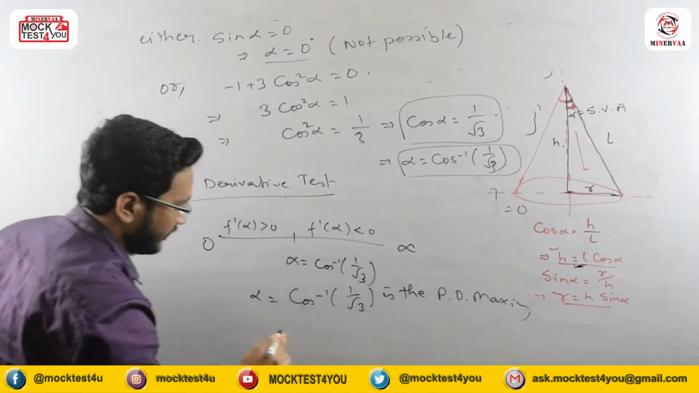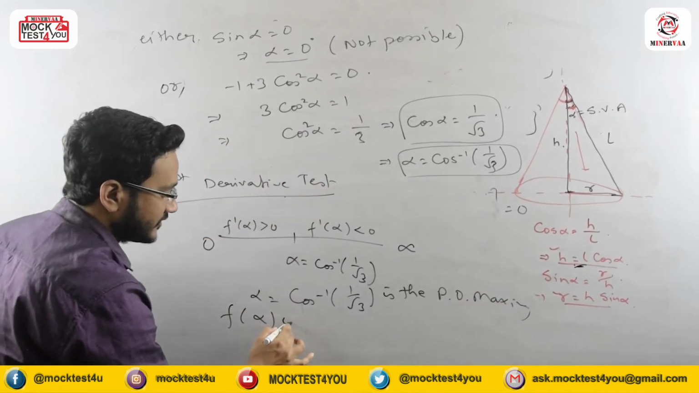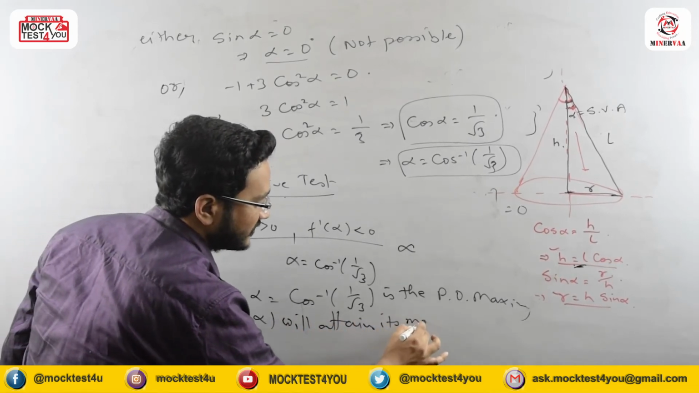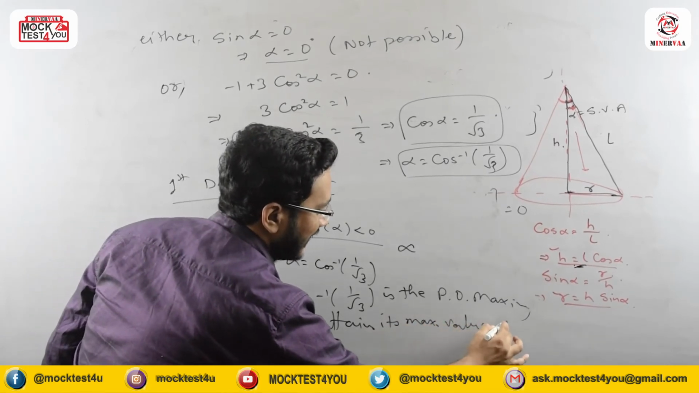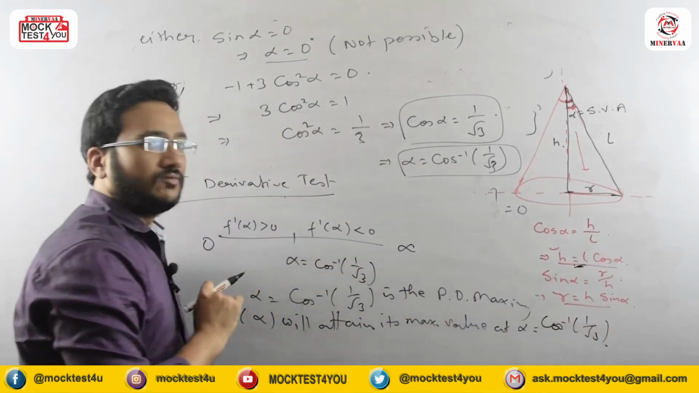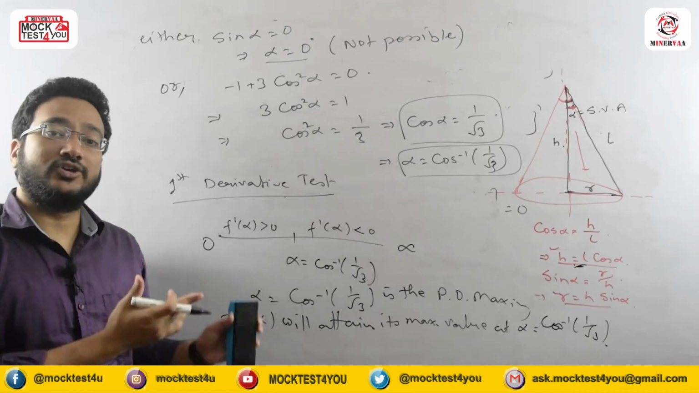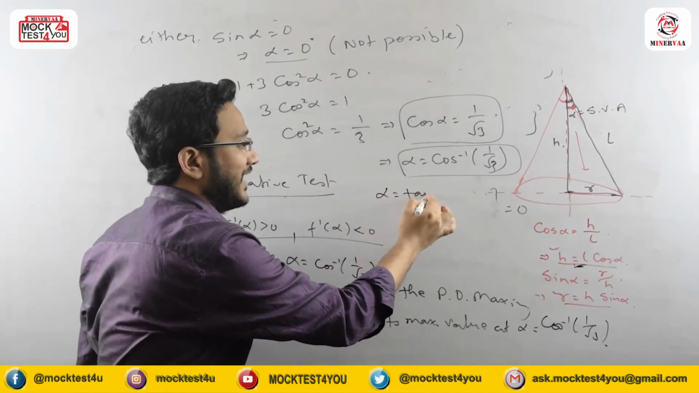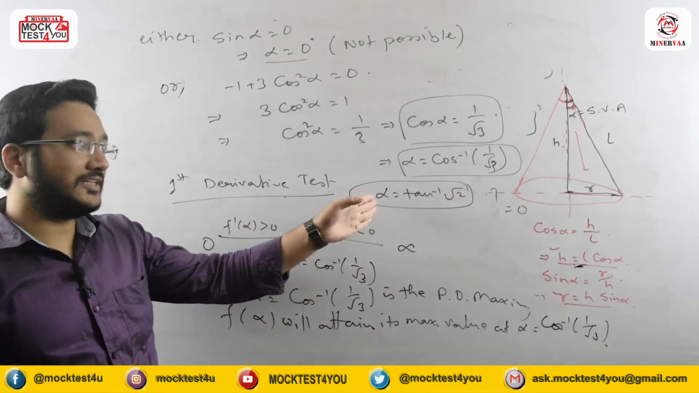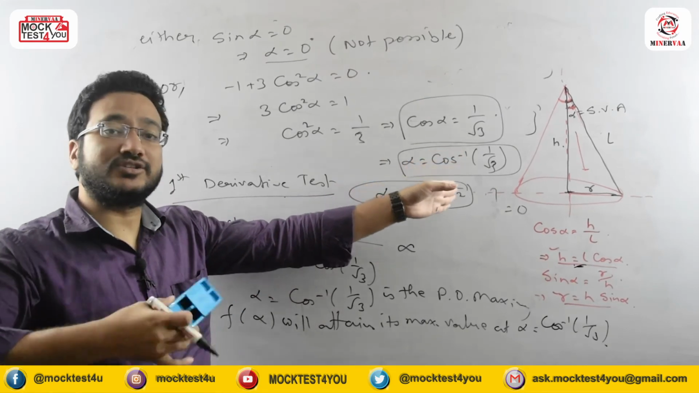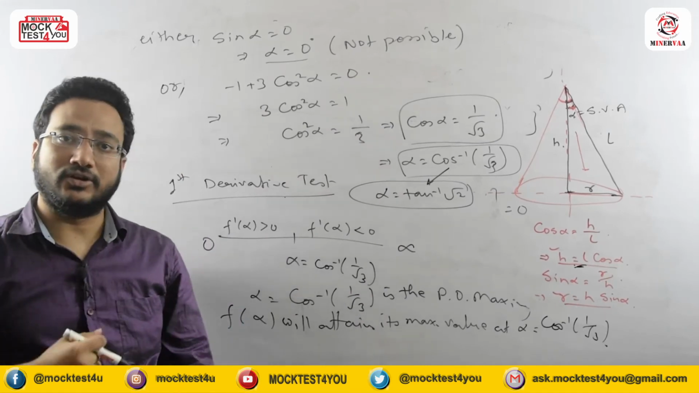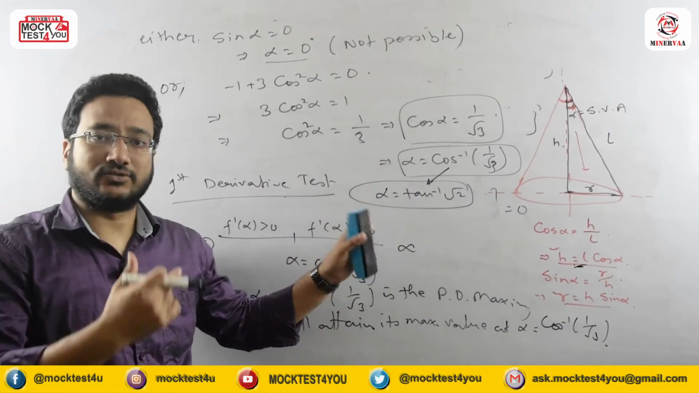And if it is the point of maxima, f of alpha attains its maximum value at alpha equal to cos inverse of 1 by root 3. So this is the value of alpha we got. But what do you have to prove? Alpha equals tan inverse of root 2. It means the alpha that you found, which is present in cos inverse, you have to convert into tan inverse first. Then only our answer will be verified according to the question.